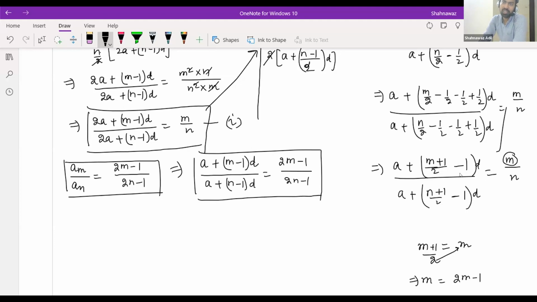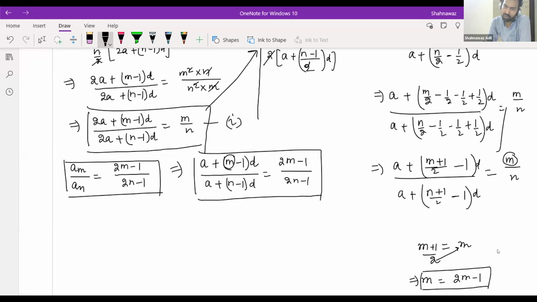Now what I am doing is, what do you have here? In place of m plus 1 by 2, you have m, yes, sir. So you just put m plus 1 by 2 equal to m, right? Yes, sir. Then what will you get? So this m will change to what?